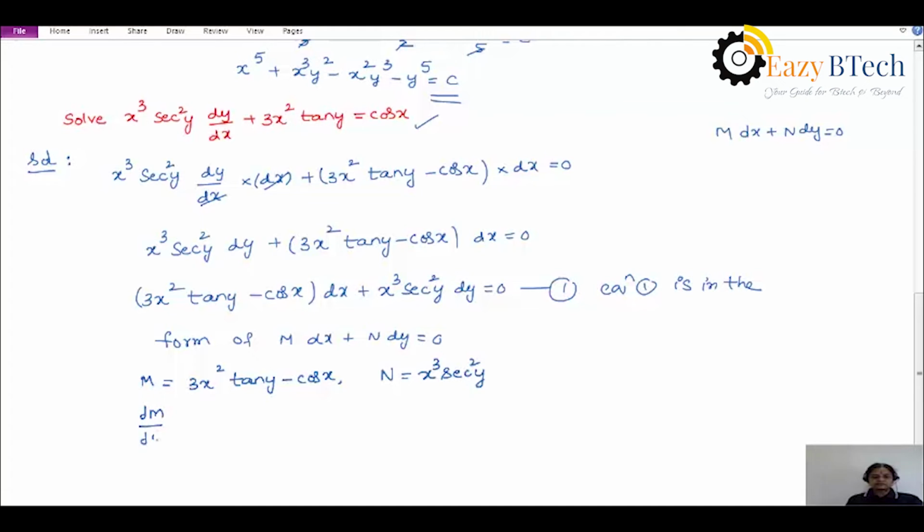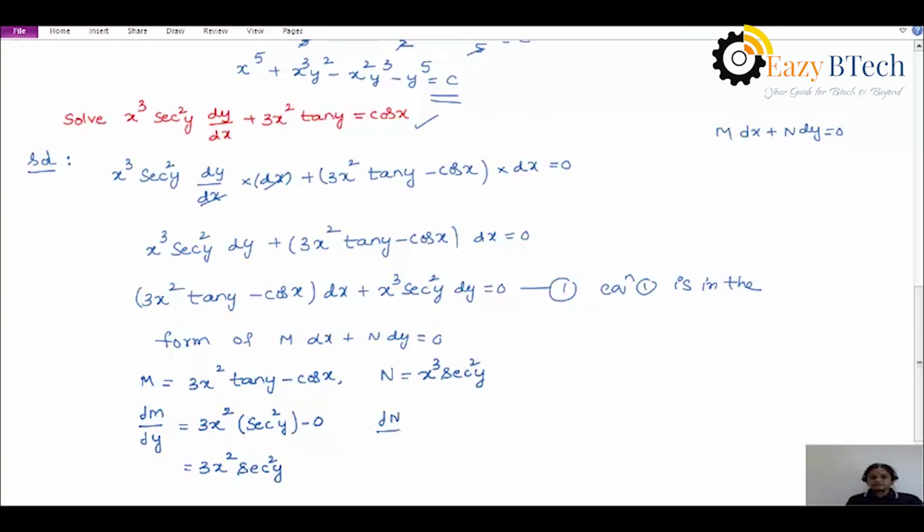After writing M and N, verifying the exactness condition. The exactness condition is finding dou M by dou y and dou N by dou x values. So dou M by dou y I am finding with respect to y differentiation. 3x square common, then tan y differentiation, students, is secant square y. And for cos x there is no y, so the partial differentiation becomes 0. So 3x square secant square y.